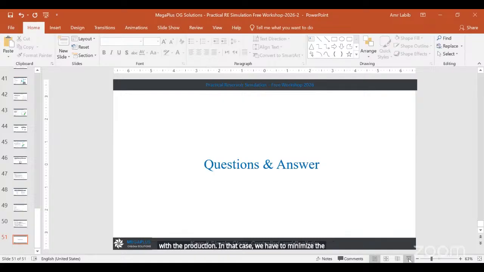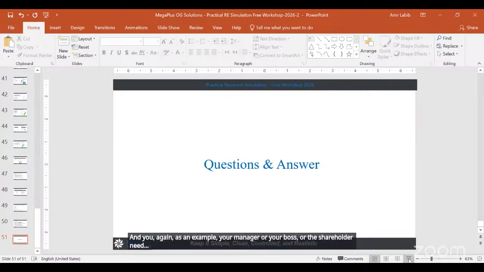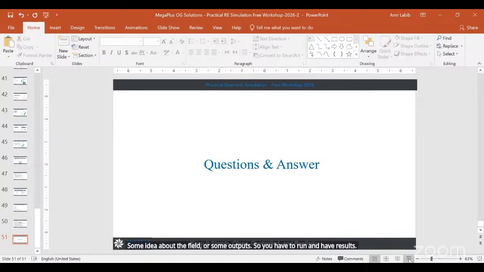the cells as much as we can to manage this model, because this model will be with you, and, as an example, your manager or your boss or the shareholder needs some idea about the field or some output, so you have to run it and have results. It must be practical and fast as much as you can. It's like an Excel sheet: if you have a sheet full of information but you are suffering in opening it, it is not as useful as a presentable Excel sheet with the minimum data that will help you. That's the answer to your question.